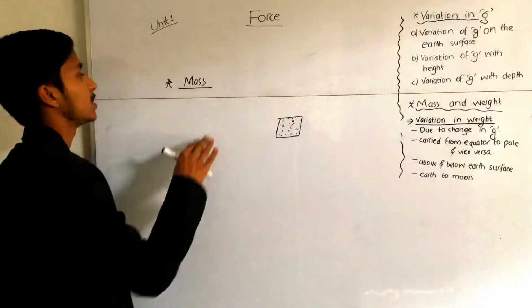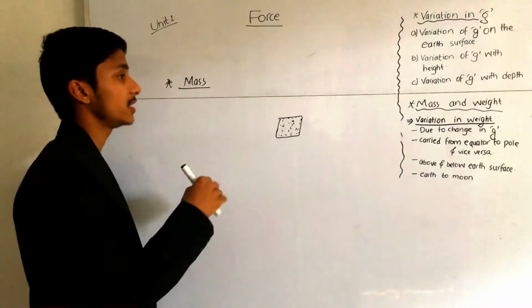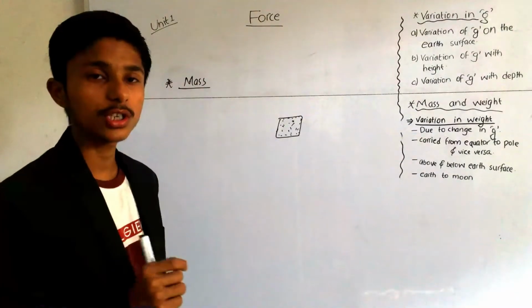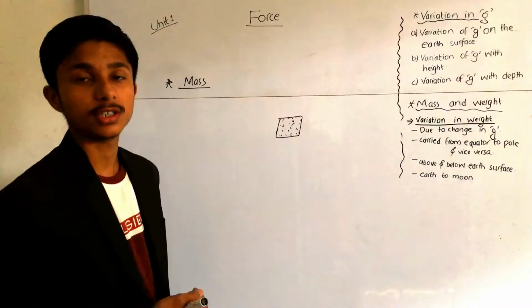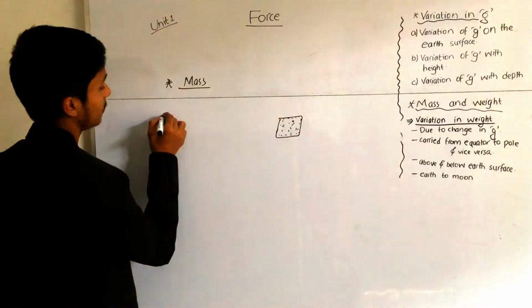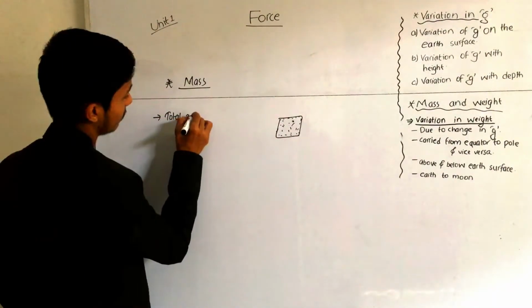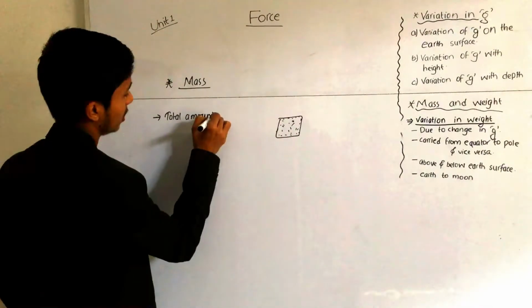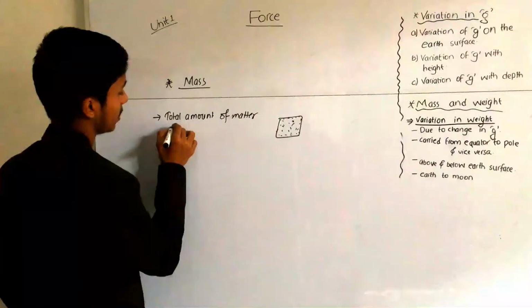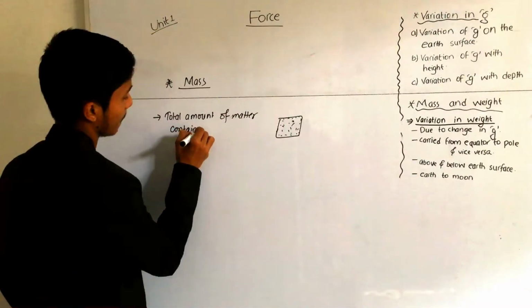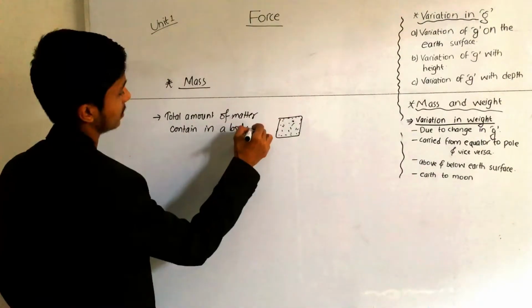Now we go to its detail. You need not learn many things about this mass. You just need to know the definition, units, and what type of quantity it is. The definition I have told: total amount of matter contained in a body. This is mass.